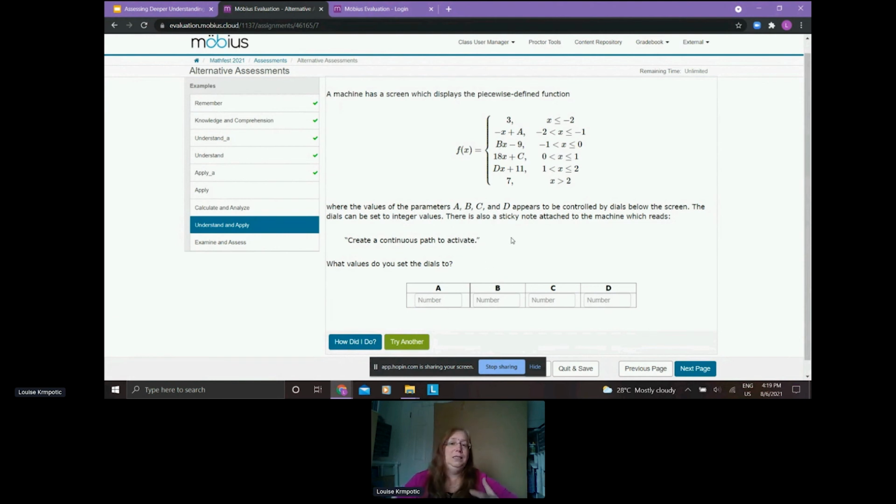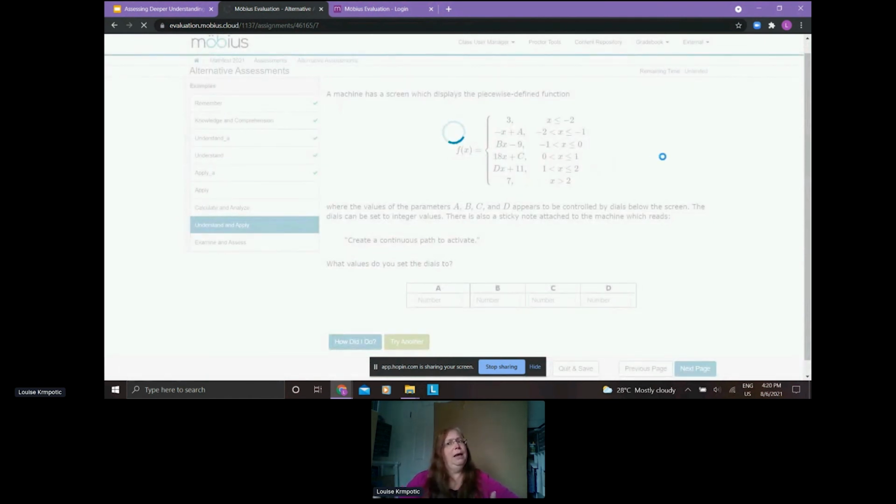But it's not a simple question. It's one that requires an understanding of what it means to be a piecewise function, how that is calculated, as well as what it means for it to be continuous. And then they have to do the calculations to solve. So this is a really great example of that higher order thinking that we want to get students involved in, especially in our math classrooms.